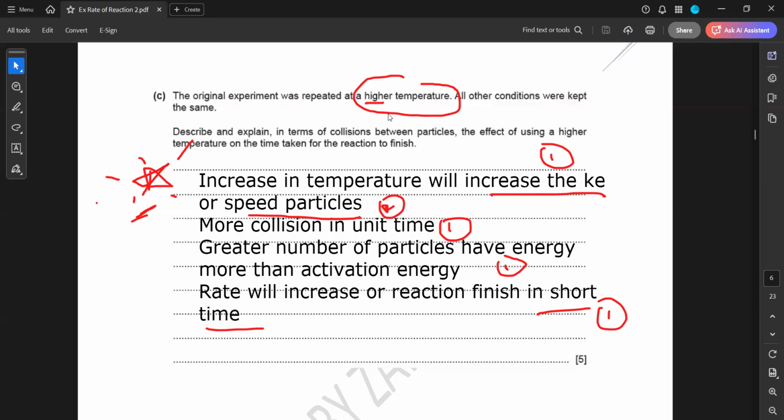Sometimes if they say the experiment temperature is lower, what we'll change is we'll say decrease, less, few, decreases, and long time. Those are the only things we'll change. Rest of them will remain unchanged.